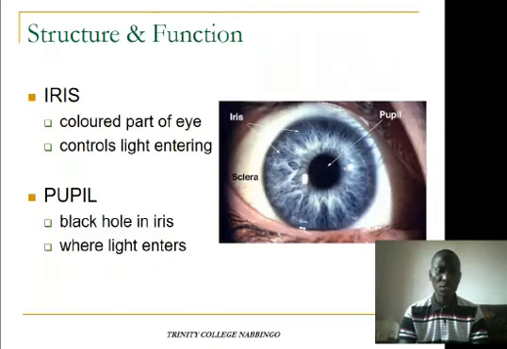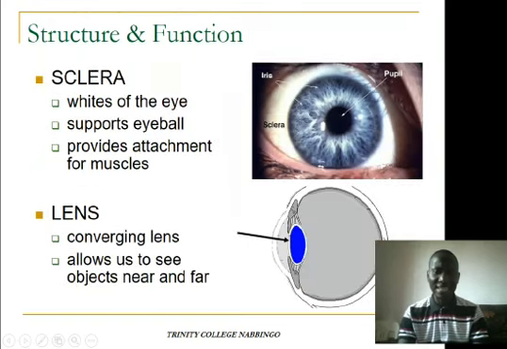When you look at the parts one by one, this is the eye. The iris, the colored part here, is responsible for controlling the amount of light entering the eye. Then you have the pupil, this black hole here, responsible for allowing light into the eye. Then you have the sclera, this white part of the eye, which supports the eyeball and provides attachment for muscles.